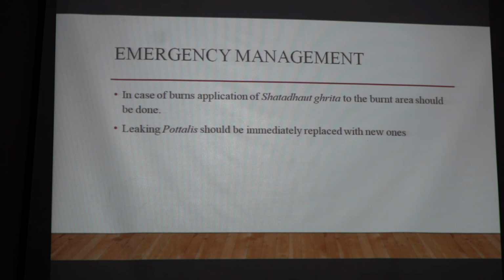Emergency management in case of burns: application of Sharda or grit to the burnt area should be done. Leaking potlis should be immediately replaced with new ones.